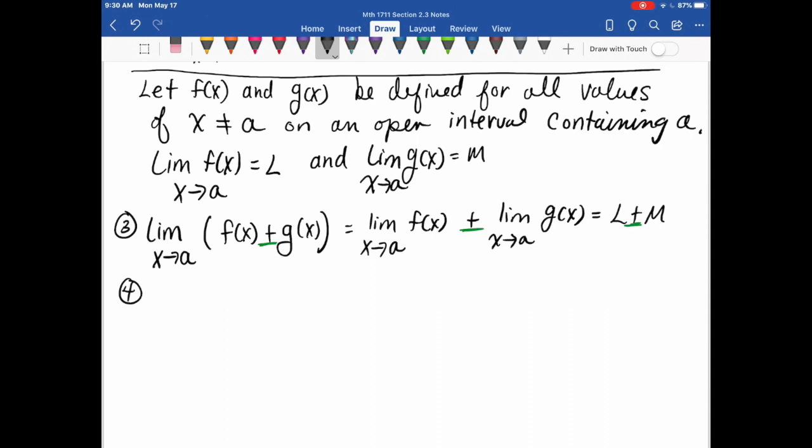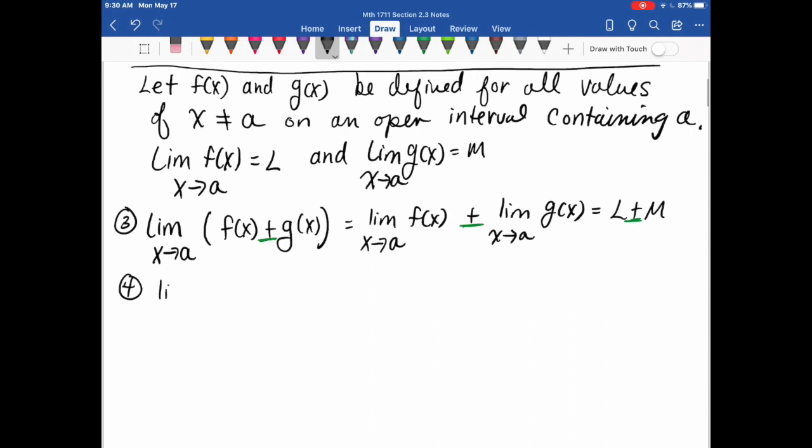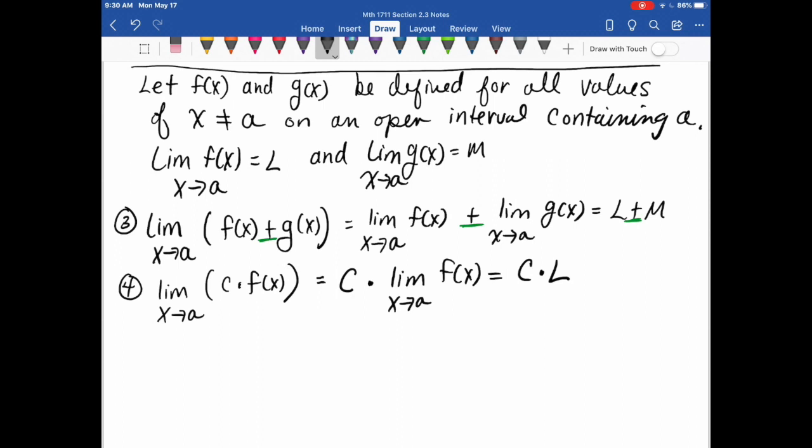We're going to talk about the constant rule. If I take the limit as x approaches A of some constant times f of x, so let's say it's 3 times f of x or 7 times f of x, and that limit of f of x exists and those previous conditions hold, then I can say that the limit as x approaches A of c times f of x is just c times the limit as x approaches A of f of x. So I could just take that constant times the value of the limit. So I can take c times L, since L is the limit of f of x at x equals A.